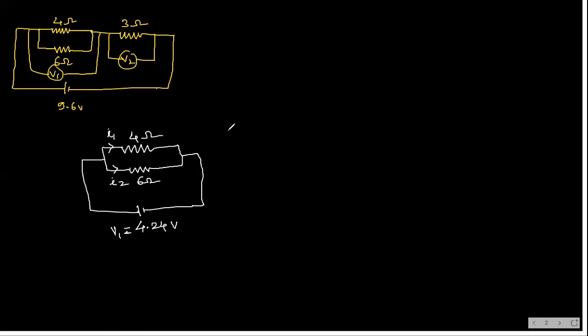Okay. Now we know I1 is equal to what, a formula? I1 is equal to V by R1, and I2 is equal to V by R2. So I1 is what? 4.24 divided by 4, right? And I2 is equal to 4.24 divided by 6. So tell me now, what I1 value will we get?